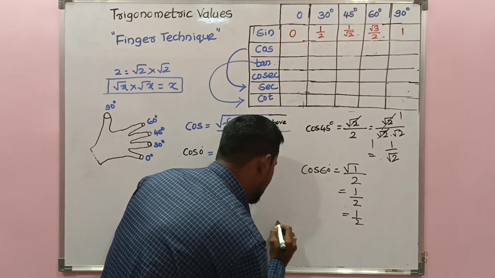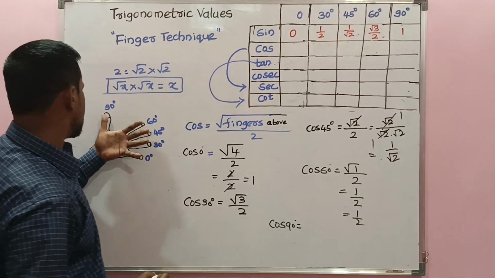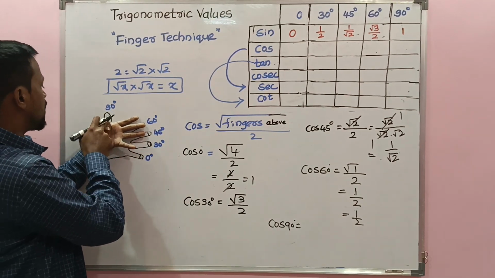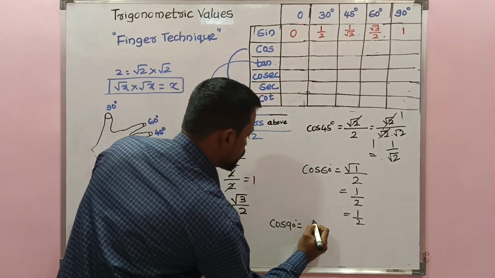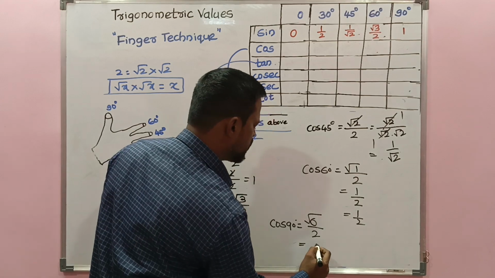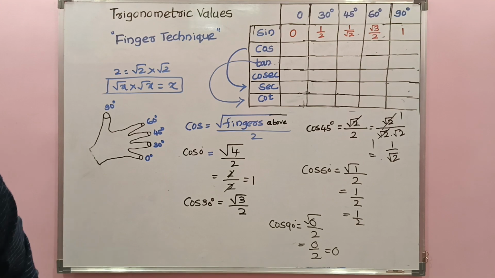Finally cos 90. Cos 90 is, so let us try to find this thumb finger. How many fingers are above this finger? 0. So 0 divided by, under root of 0 divided by 2. So under root of 0 is going to be 0, divided by 2. Therefore finally the answer is 0.